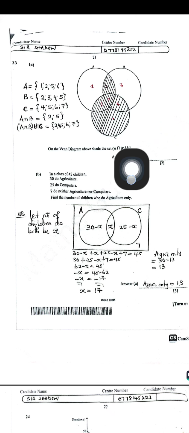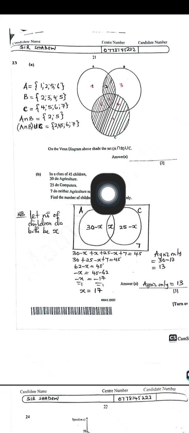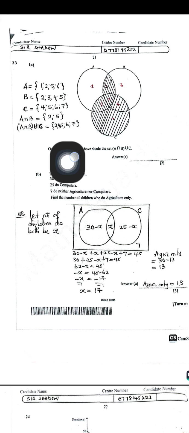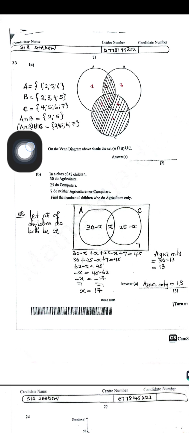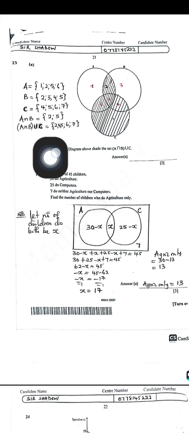Now, A intersect B, then you put a union C, because you want to attempt this question. So A intersect B union C: we are combining the elements in A intersect B and also the elements in C, but without repeating a number we have managed to write already.